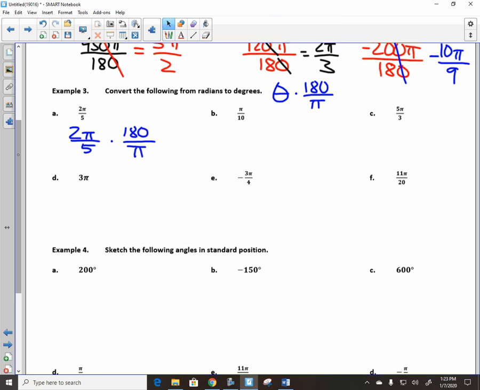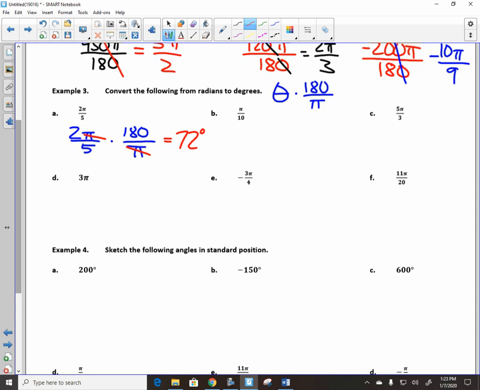Pi will cancel. Now, you have two options. You can either do 2 times 180 and divide it by 5, or you do 180 divided by 5 and then multiply by 2. It's up to you. Most people probably need to use your calculator in that situation, I'm guessing. Yeah, and I would say that's pretty reasonable. I do happen to know that in this situation, 180 divided by 5 is 36, times 2 is 72. So we get 72 degrees there.